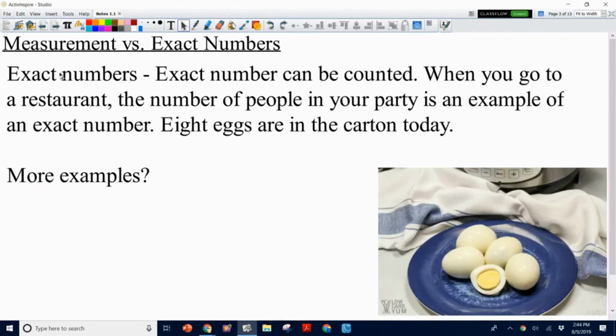So measurements versus exact numbers, what's the difference between those? First of all, pause and write the definition of exact numbers. All right, exact numbers can be counted. These are numbers that when you go to a restaurant, it's the number of people in your party. That's an example of an exact number. You can count 5 people, 4 people, 3. Another example would be 8 eggs in a carton. So what other examples can you think of? Maybe how many pennies are in a piggy bank? Things like that, stuff that you can exactly count.